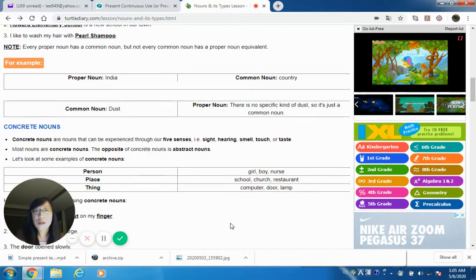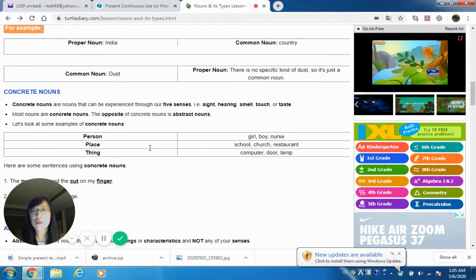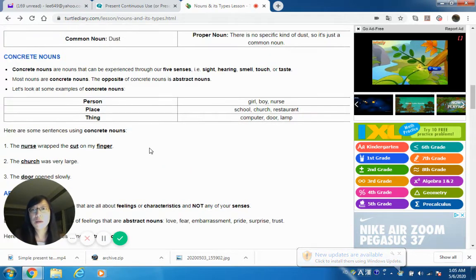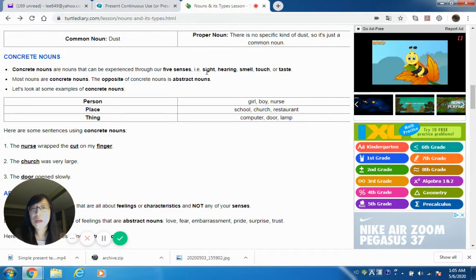Okay, let's continue with our different types of nouns. So concrete nouns. Concrete means like hard. It's definitive. So concrete nouns are nouns that can be experienced through our five senses, i.e. for example, sight, hearing, smell, touch, or taste. Most nouns are concrete nouns. The opposite of concrete nouns is abstract nouns.